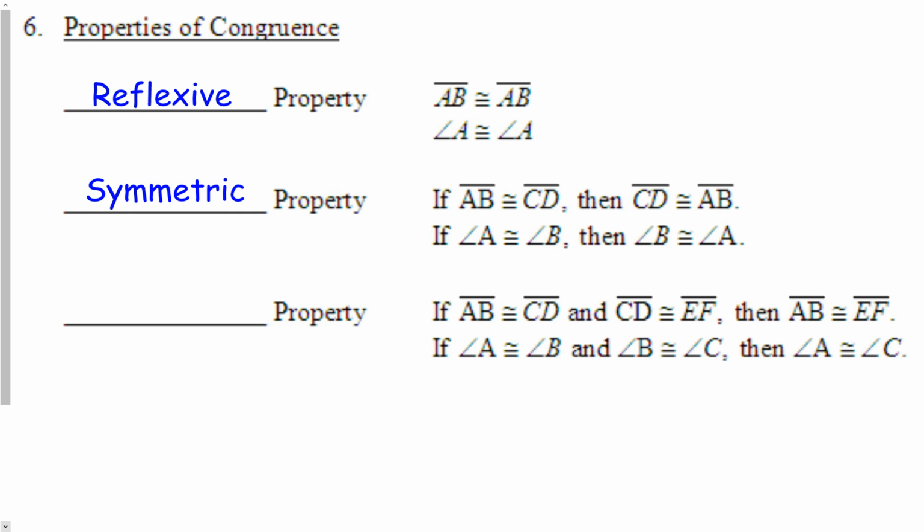So segment AB is congruent to segment CD. If you just flip them around and say segment CD is congruent to segment AB, it's still true. It's still the same true statement. And then lastly, the transitive property of congruence. If angle A is congruent to angle B, but then angle B is also congruent to angle C, angle A and angle C would have to be congruent to each other because they're both congruent to the same object. They would have to be congruent to each other.